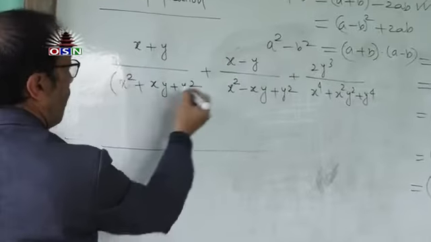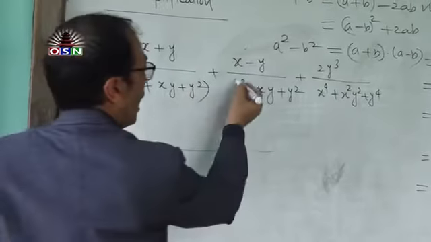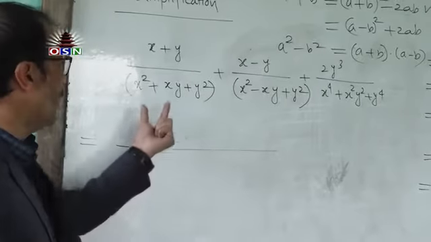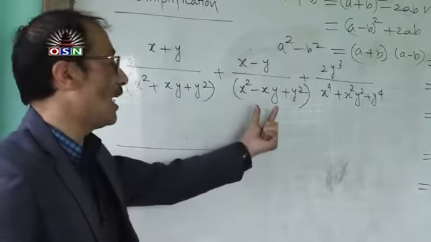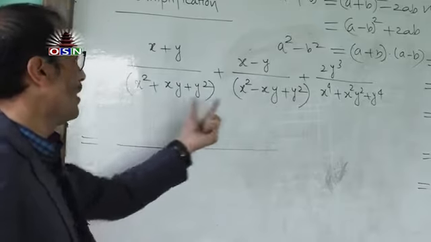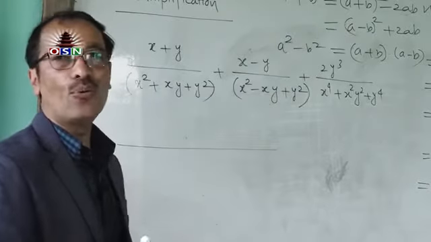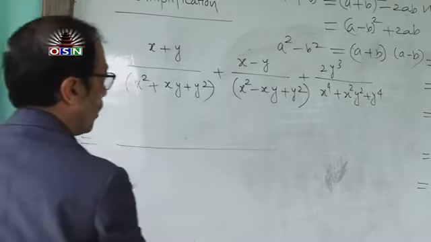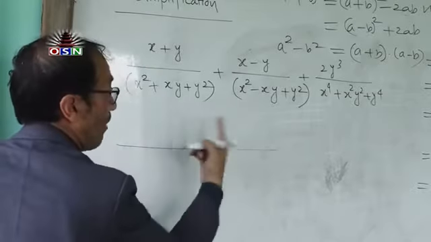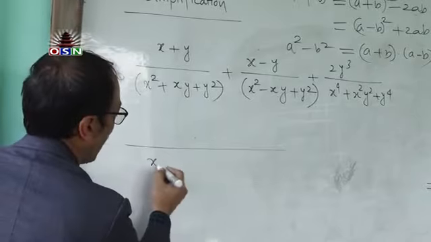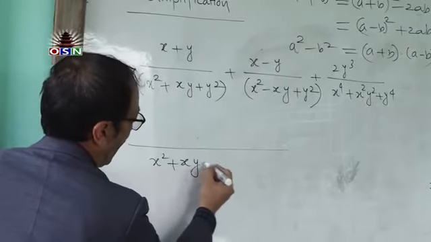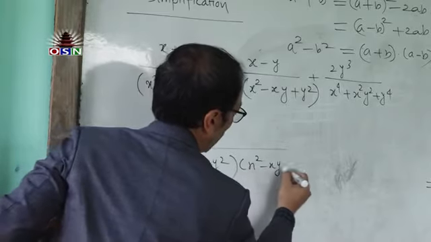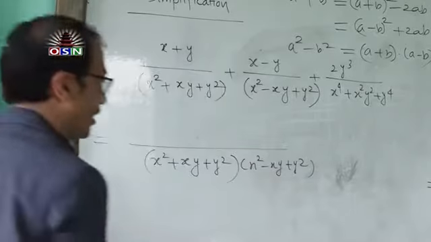Yes, we can't factorize this denominator. If it is possible to factorize, the first work is to factorize the denominator, but we can't factorize these two. So directly we take the LCM of the denominators. What will be the LCM of the denominators? We don't have any common factors, so we write them together: x square plus xy plus y square, and again x square minus xy plus y square. This will be the LCM.